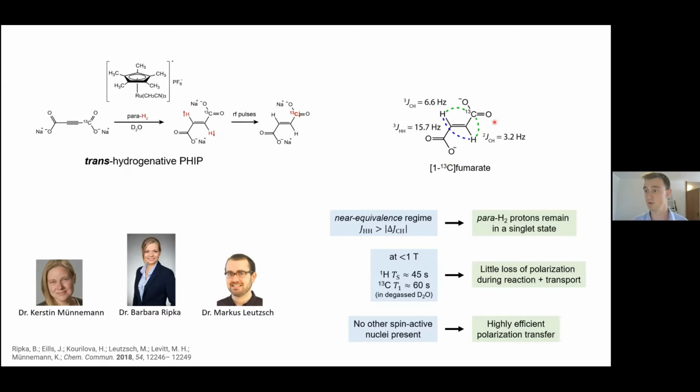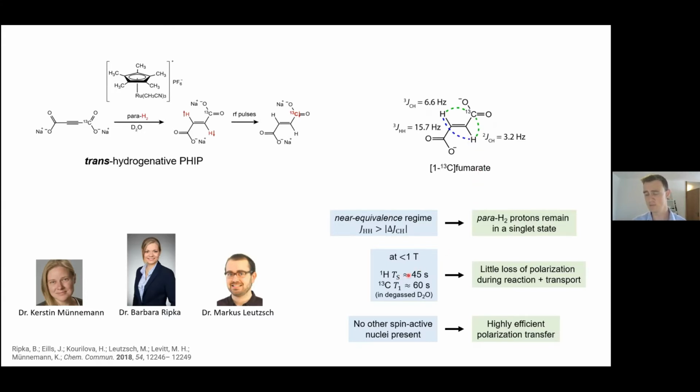So I can say a little bit about the molecule fumarate and why it works so well in the context of FIP and for pulse sequence development. So the protons are in the near-equivalence regime. And that means that the proton-proton J coupling is larger than anything that breaks the symmetry. What breaks the symmetry in this case is the difference in couplings to the carbon-13. But because this coupling is larger, it means the protons, to a good approximation, remain in the singlet state.